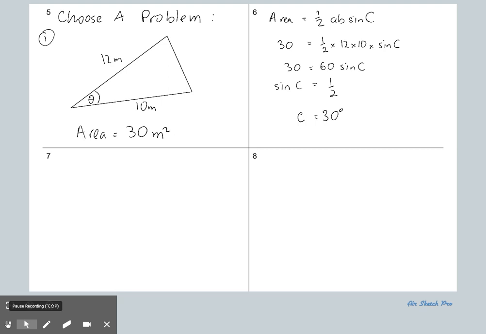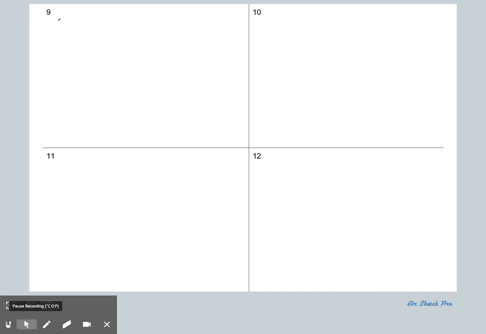So that's how you do that one. Question 2 was an equilateral triangle. I didn't mean for this to be so hard, this one. An equilateral triangle whose area was 3 square centimeters. And I had to work out the side length.